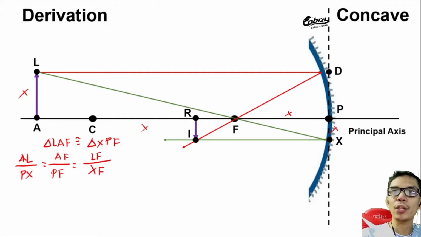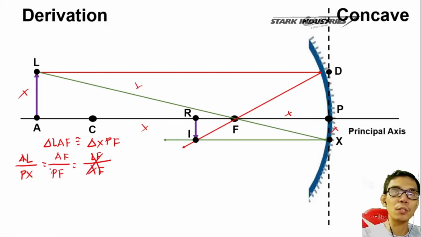Now, we don't need the LF and XF side anymore. There's not much use for that one. So we only need these two sides that you have right here. What does each side represent? Let's start with this one. AL represents the object.